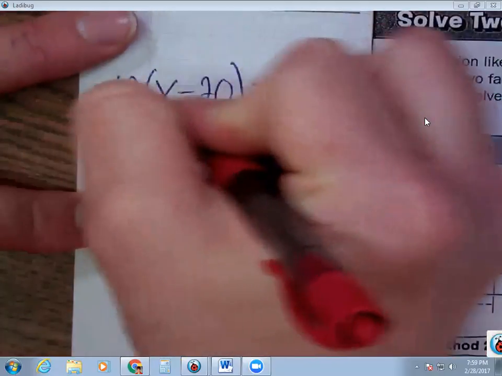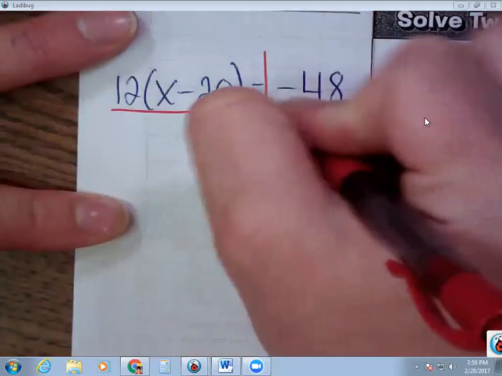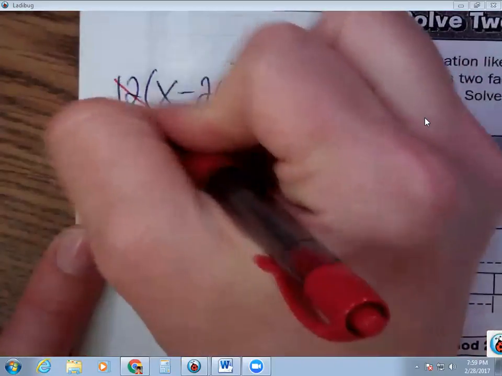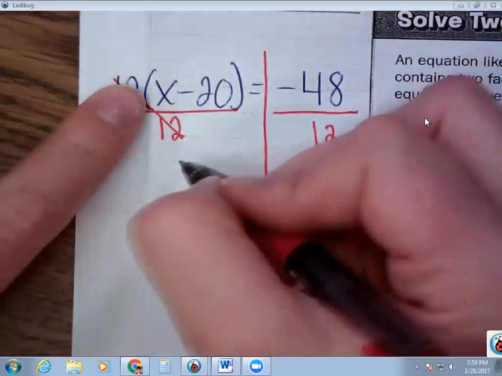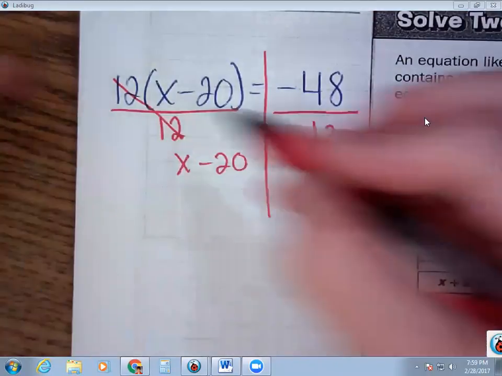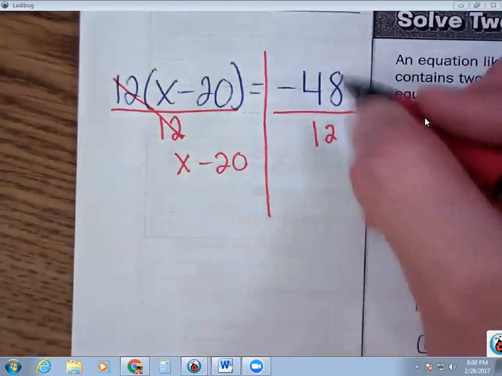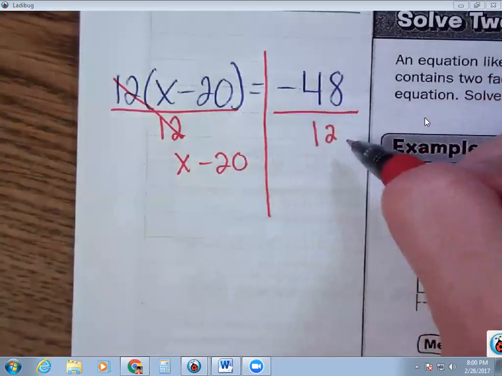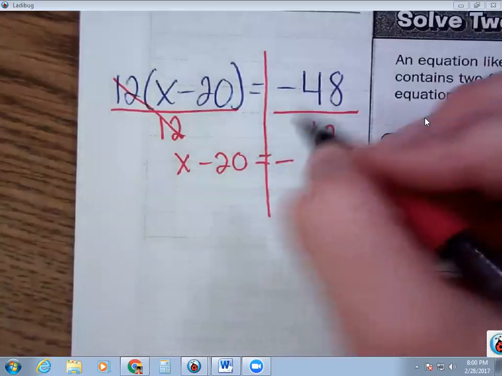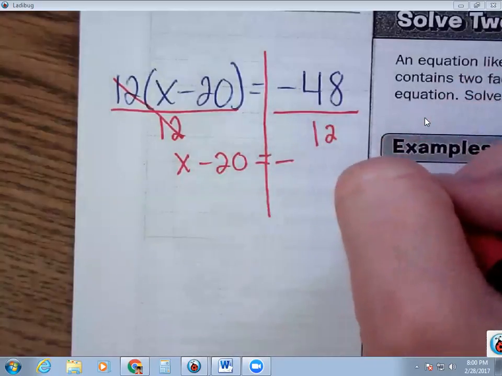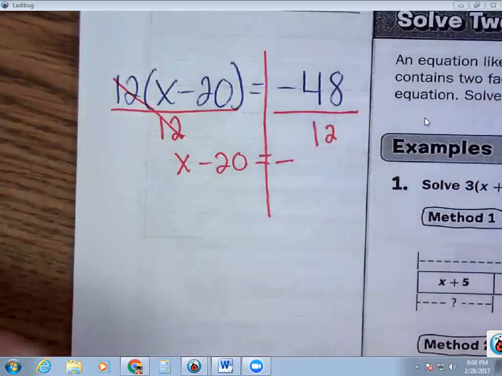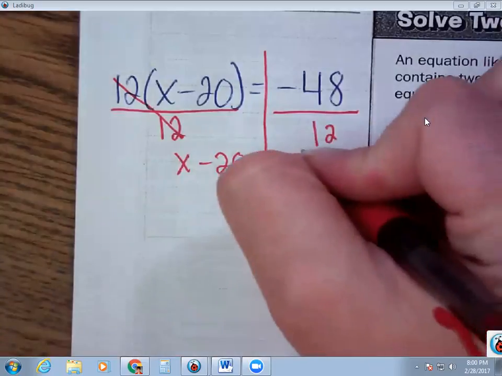We're going to divide, and you know the sign for division is a line, so divide by 12 on both sides. So these 12s are going to cross out, and I'm left with the quantity x minus 20. You can remove the parentheses now because we're not multiplying anything by it, so we don't have to do anything else there. And then negative 48 divided by 12, a negative divided by a positive is going to be a negative. And 48 divided by 12, oh, you know what? In my example, I subtracted it. Oh, that's hilarious. Okay, so 48 divided by 12 equals 4, negative 4.